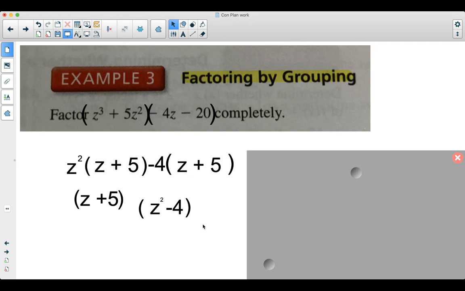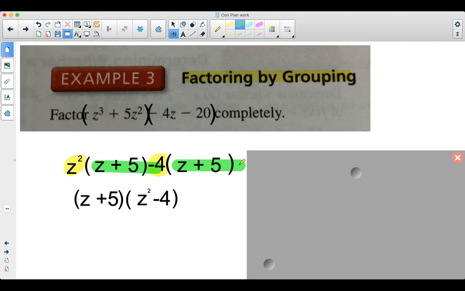Now, notice that this stuff is your answer. You have the things that were on the outside, z squared minus 4, and then you have the things that were inside, z plus 5. That's one of your answers.